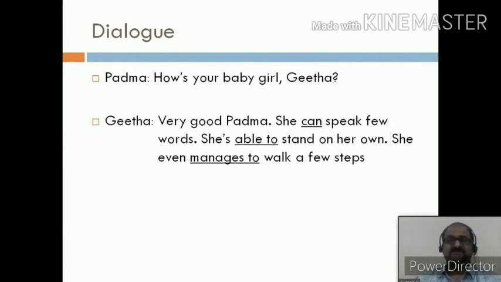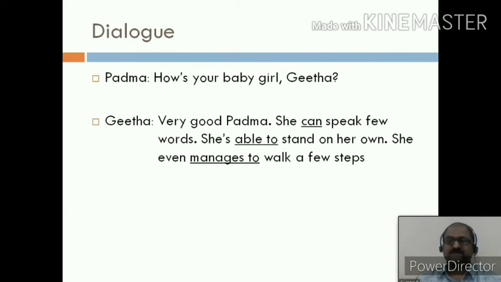Geeta is actually referring to a small baby who is just beginning to learn to speak. So she can speak a few words, right? She's able to stand on her own. Here, able shows some conscious application of effort. The small baby is just learning to stand up on her own. So she's able to stand on her own. You can see the slight differences in the way these phrases have been used. She even manages to walk a few steps.